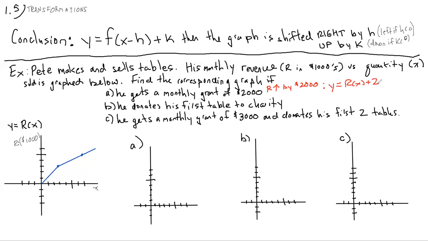Now, what I'm going to do is just add 2. The reason for that is because it's measured in thousands of dollars, so 2 actually represents $2,000. That's why it's not plus 2,000. 2 represents 2,000. So that's going to be r of x plus 2. And what that tells us is that our graph goes up by 2. That should make sense in the context of what this question's asking. So y is going to go up by 2.